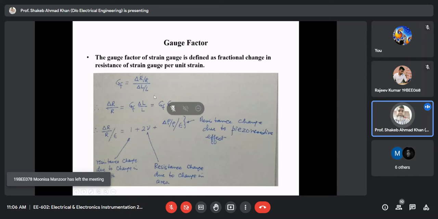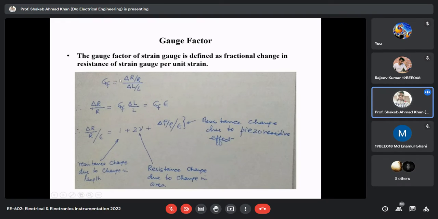Gauge factor is basically the sensitivity of the strain gauge. It is the ratio of response to the stimulus. The denominator is your strain, and the numerator is your fractional change in resistance, that is your response, and it is equal to whatever you see we have written here.